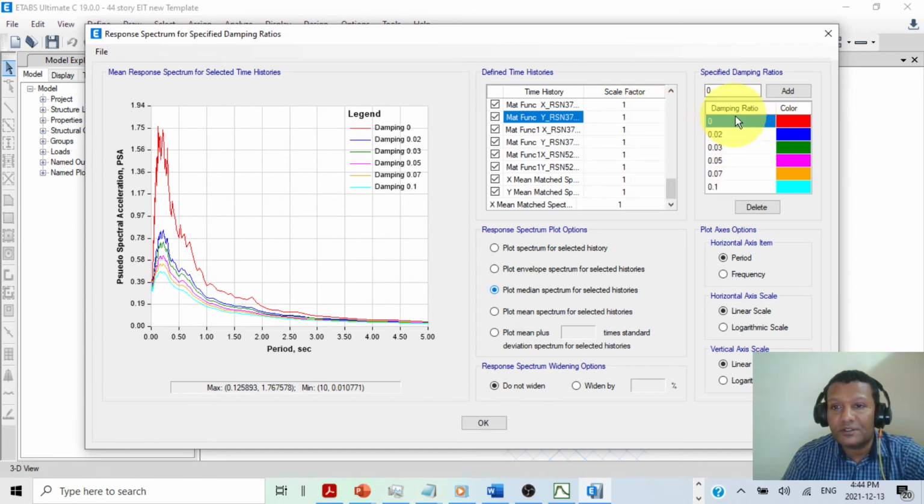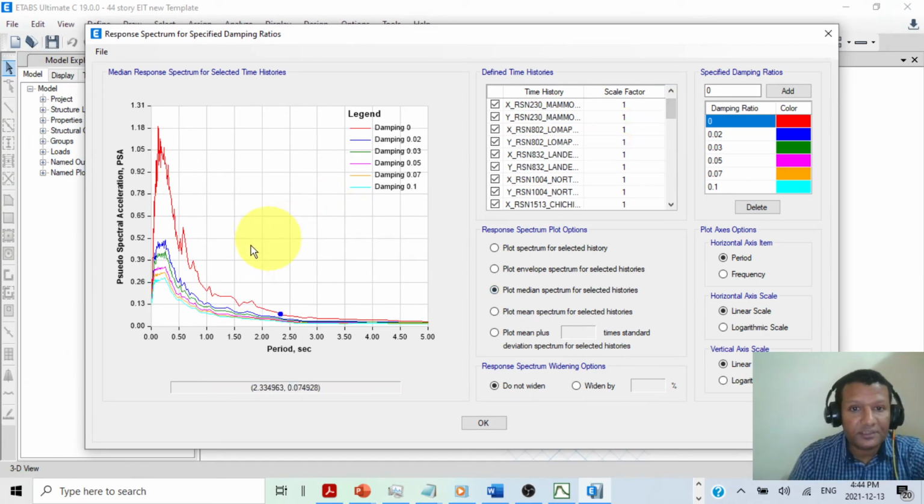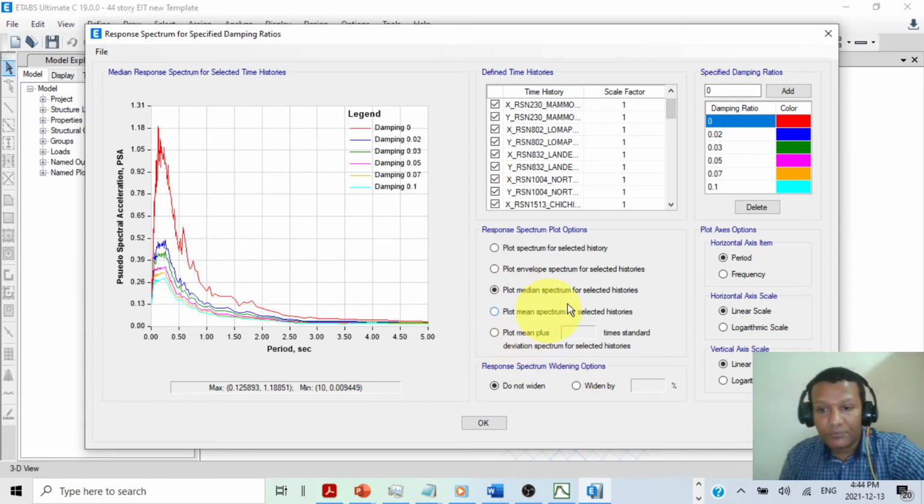These are the damping ratios. So it has a lot of applications, as you can see, for different damping ratios. It's obvious that when the damping is low, the spectra is high, but as the damping increases, there is a decrease in our response spectra. By doing so, we can see the response spectrum.